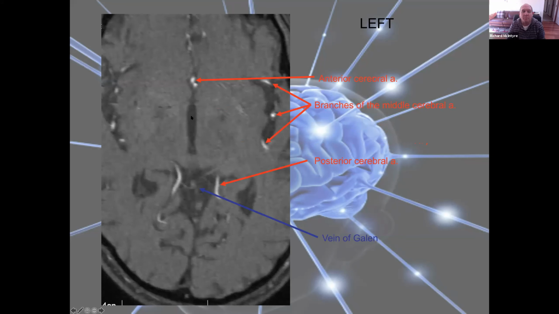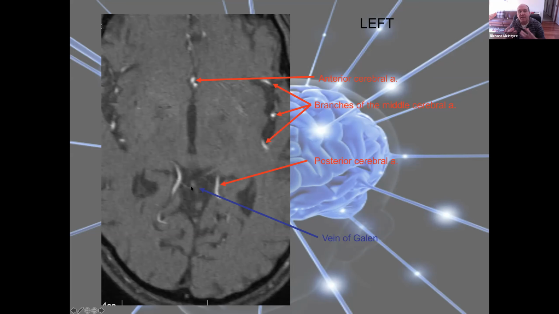So they deliver blood up along the middle of the brain, whereas our middle cerebral arteries deliver blood to the lateral aspects of the brain. And there's our branches of the middle cerebral artery. Posterior cerebral artery, so that's got blood from the vertebrals to the basilar to the posterior cerebral artery.